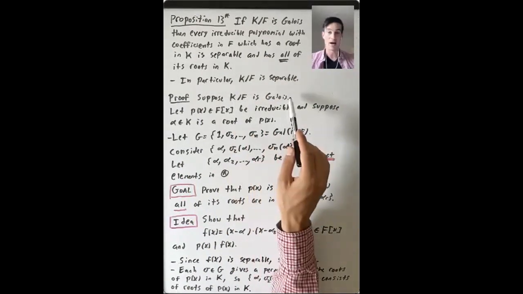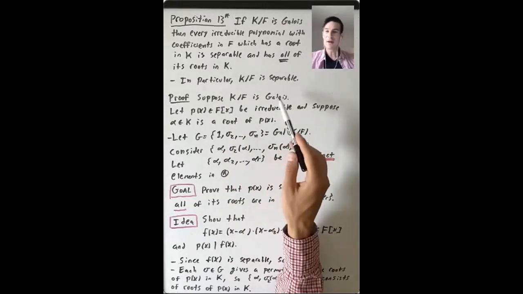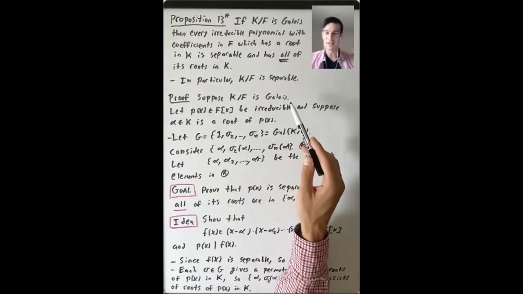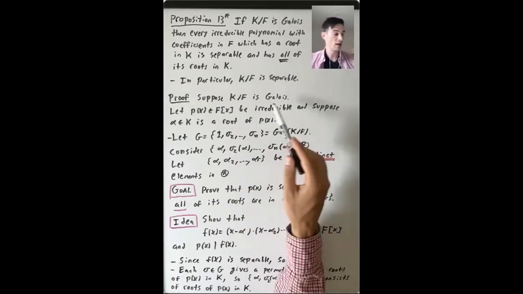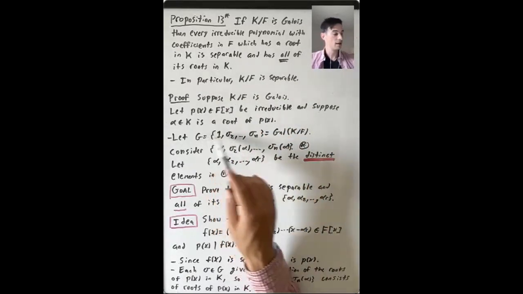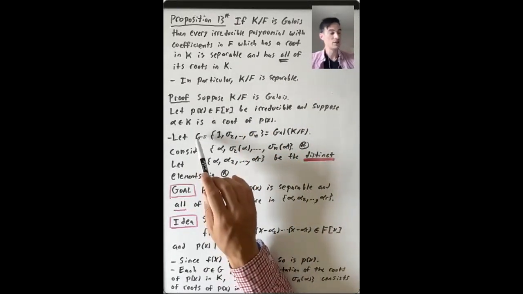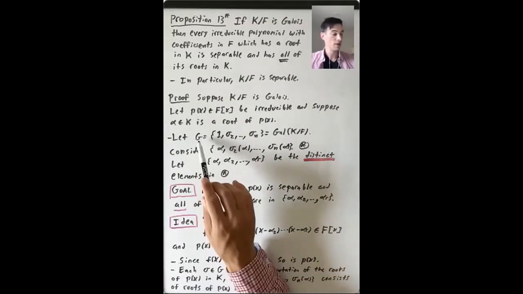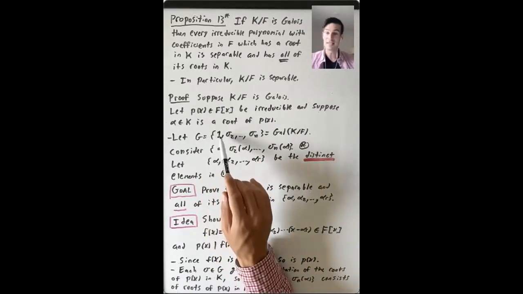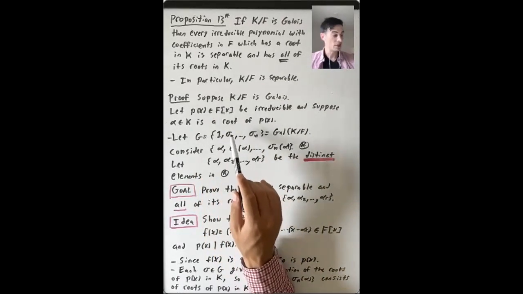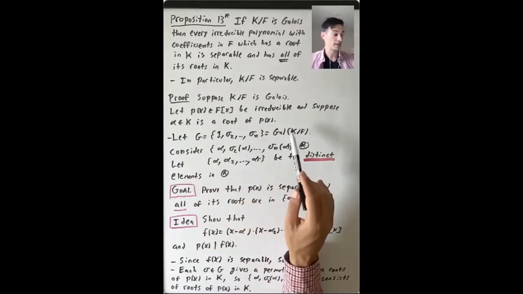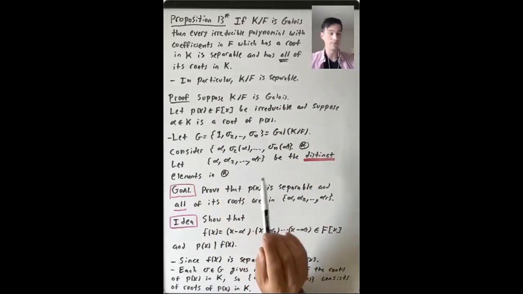This extension is Galois. Remember in Dummit and Foote, when we define what it means for an extension to be Galois, we're defining what it means for a finite extension to be Galois. So this extension is finite. This Galois group is finite. So let's name the elements of this group. G is going to consist of the identity, sigma 2, sigma 3 up through sigma n. That's Galois K over F. We'll just call that G.